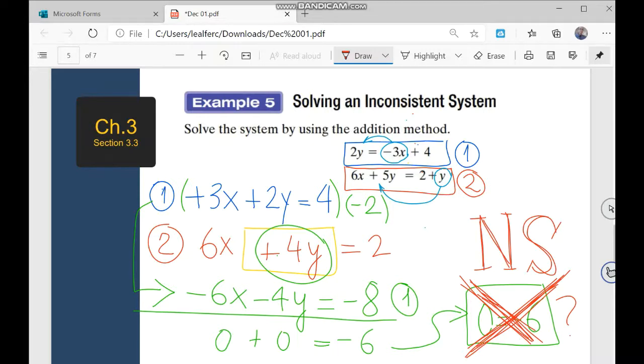And that's it. Then you can identify if there's one solution. If you have infinitely many solutions, you're going to find 0 equals 0, a true statement. And if you have no solutions, you're going to find a false statement like that. Any questions?